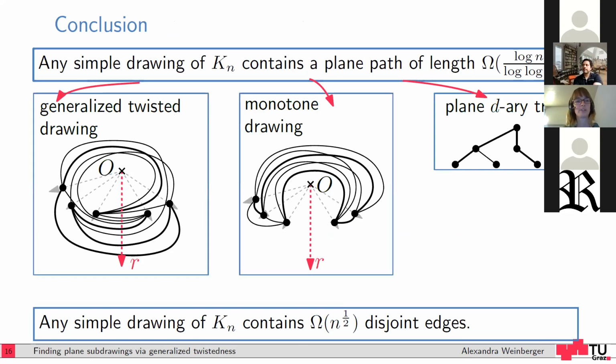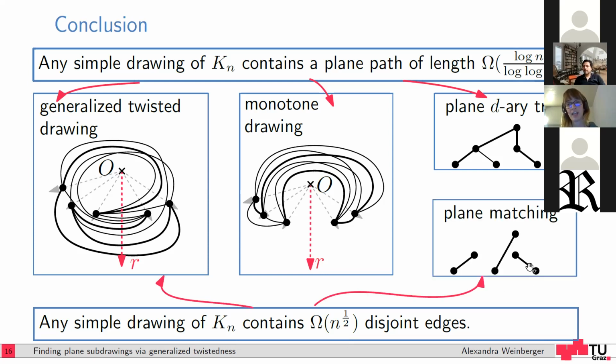How we did this was that we showed that it contains one of three things as subdrawings: either a generalized twisted drawing where we know we have a plane Hamiltonian path, or a monotone drawing where we know that we have a plane Hamiltonian path, or a plane DRA3 where we find the path of the right length. And just now we talked about omega of square root of n disjoint edges in any simple drawing of the complete graph, where we started with a maximal plane matching, which either already had the correct size, or we find a generalized twisted drawing again, and with this, the disjoint edges.